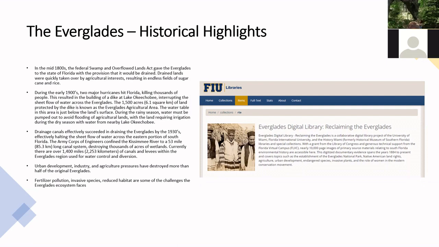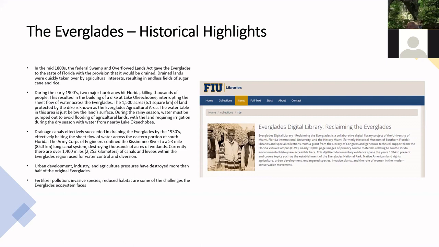In the mid-1800s, the Federal Swamp and Overflowed Lands Act gave the Everglades to the state of Florida with the provision that it would be drained. Drained lands were quickly taken over by agriculture interest, resulting in endless fields of sugarcane and rice. And the fertilizers from those fields are flowing through the Everglades into the Gulf of Mexico and creating red tides.